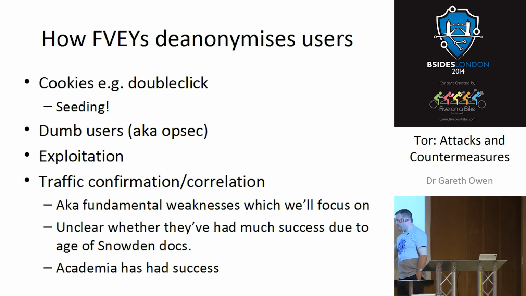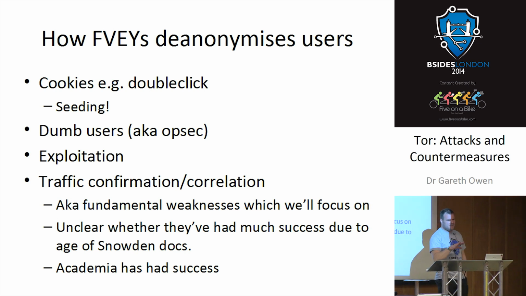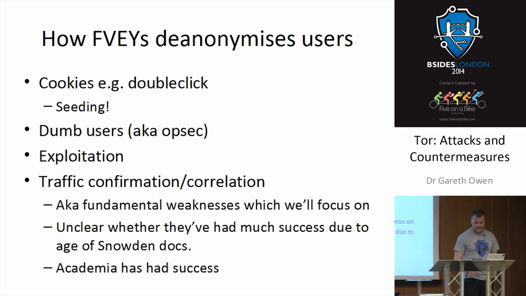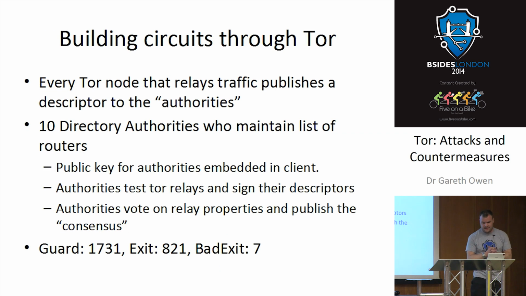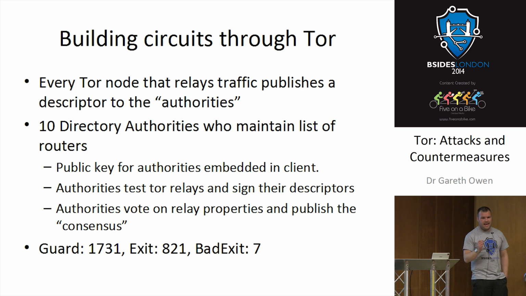Looking at the NSA GCHQ slides, it suggests they've had some success at doing something called traffic correlation. Academia has had a much greater deal of success in trying to de-anonymize people without doing any kind of exploitation or any kind of cheating. So I'm going to explain precisely what that is in a second. But first of all, let me explain to you how you build routes through the Tor network. How do you figure out what your hops are going to be through that Tor network?